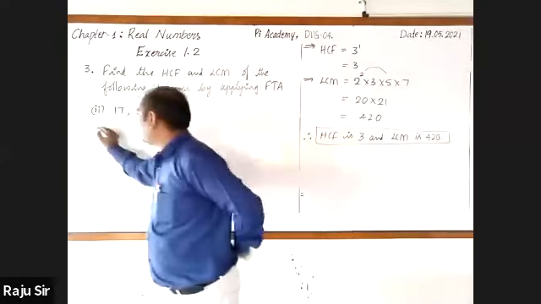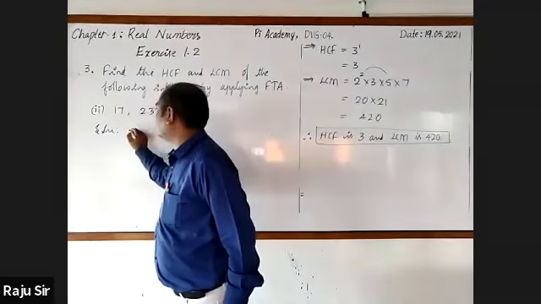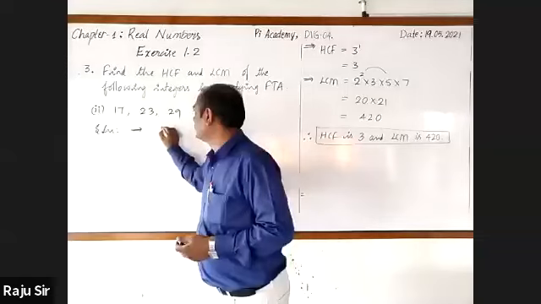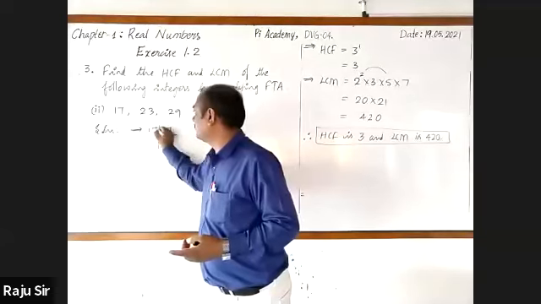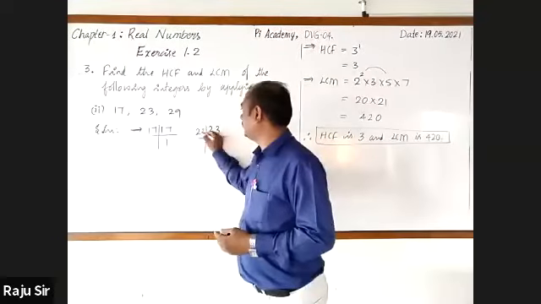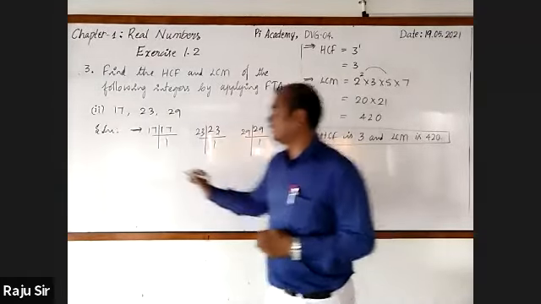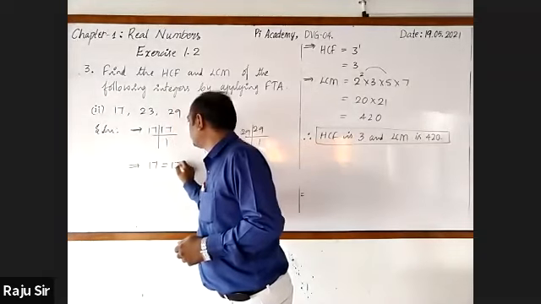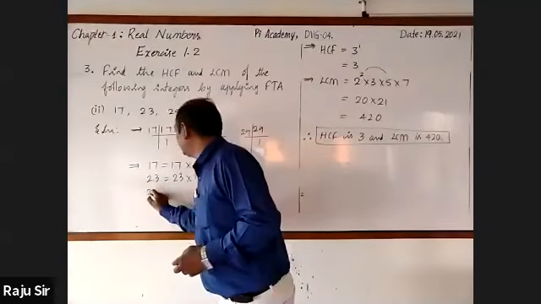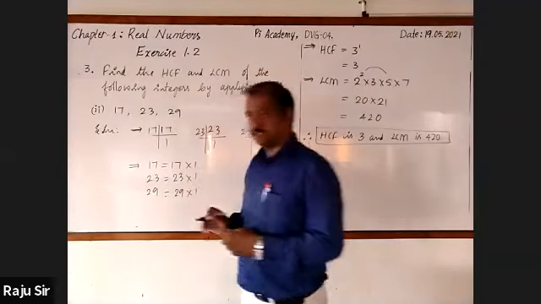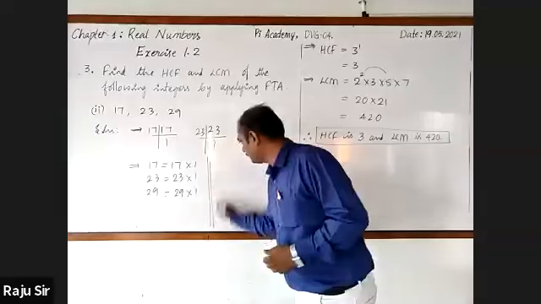As they are prime numbers, if you want to follow the actual method, you can write like this. HCF is 1, sir. HCF is 1 and LCM is 1139, sir. Wait, I'll tell. I can write 17 is equal to 17 ones, 23 is equal to 23 ones, and 29 is equal to 29 ones. Here only I'll find out HCF and LCM.